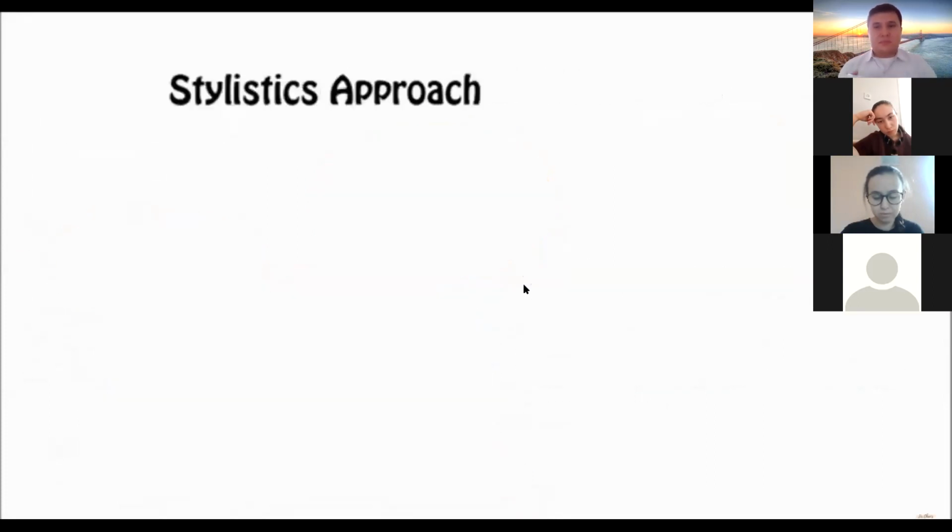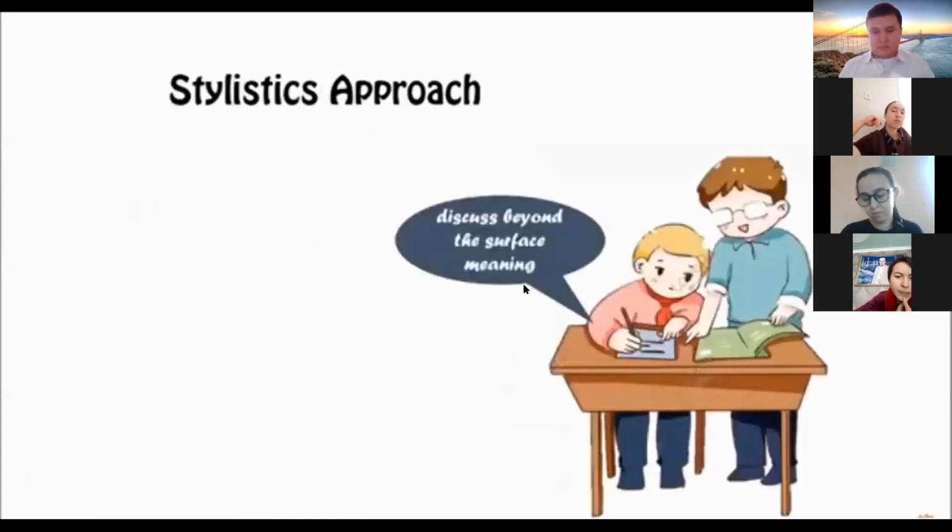The stylistics approach. Using the stylistics approach in class, the teacher guides students to interpret a text by looking at the language used by the author. He gets students to mark any linguistic features from the text that are significant to their reading. He encourages students to discuss beyond the surface meaning of the text.